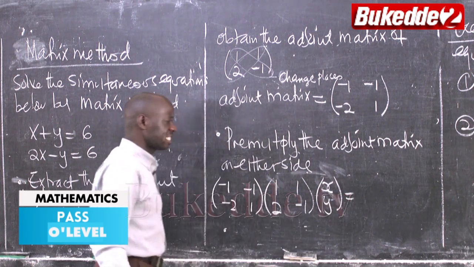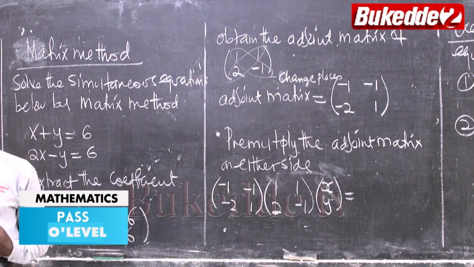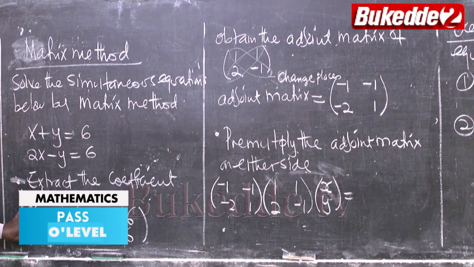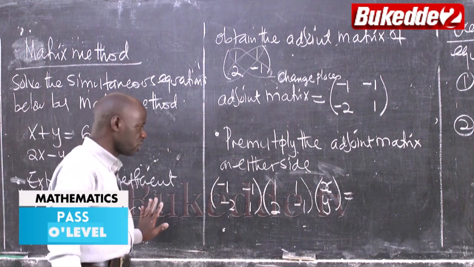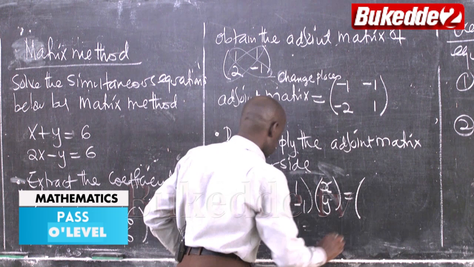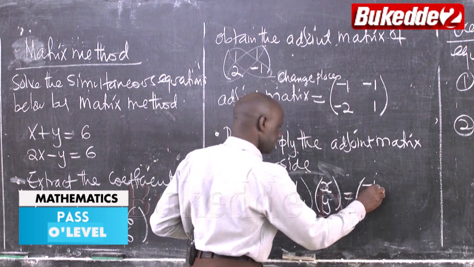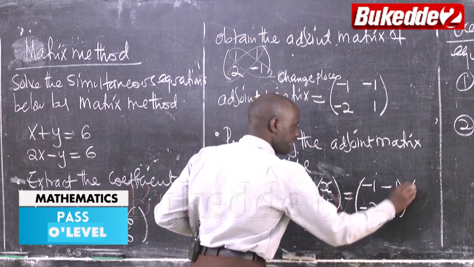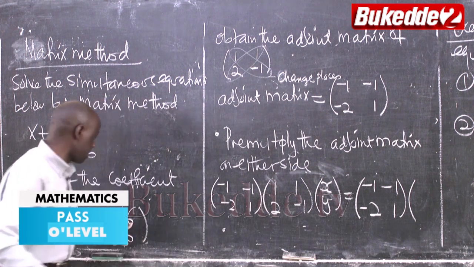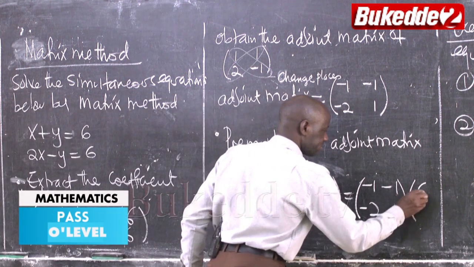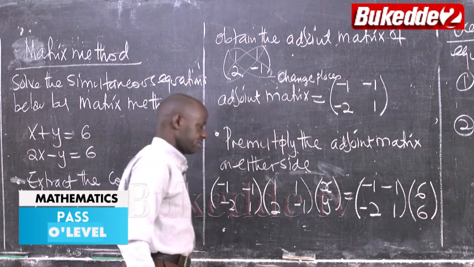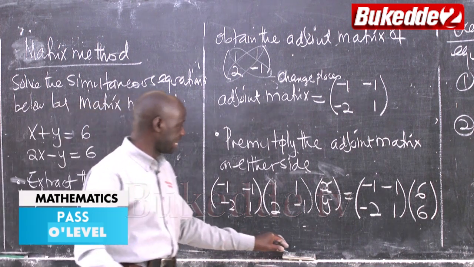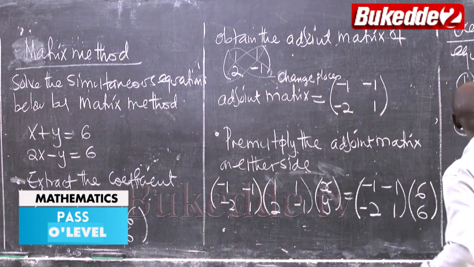Now, because we are introducing something that is not there in our matrix equation, when we do it on the left, we do it on the right as well. So we shall have again the adjoint matrix 1, -1, -2, 1, pre-multiplying the constant matrix 6, 6. Like that. Then we move on. Please realize that when we do this, we are going to use matrix multiplication.